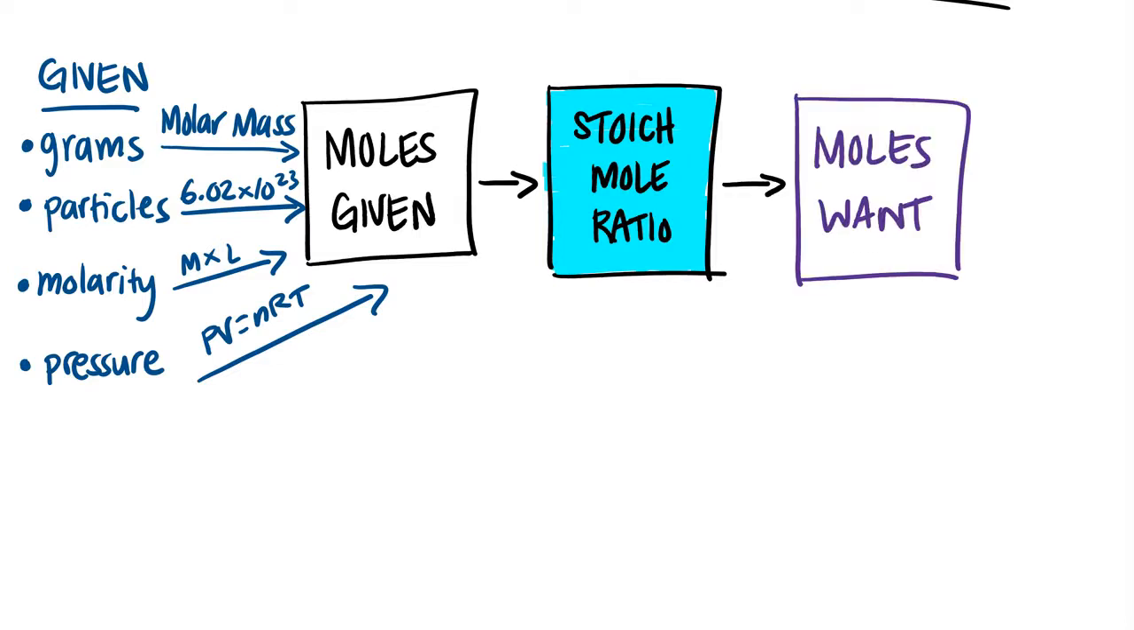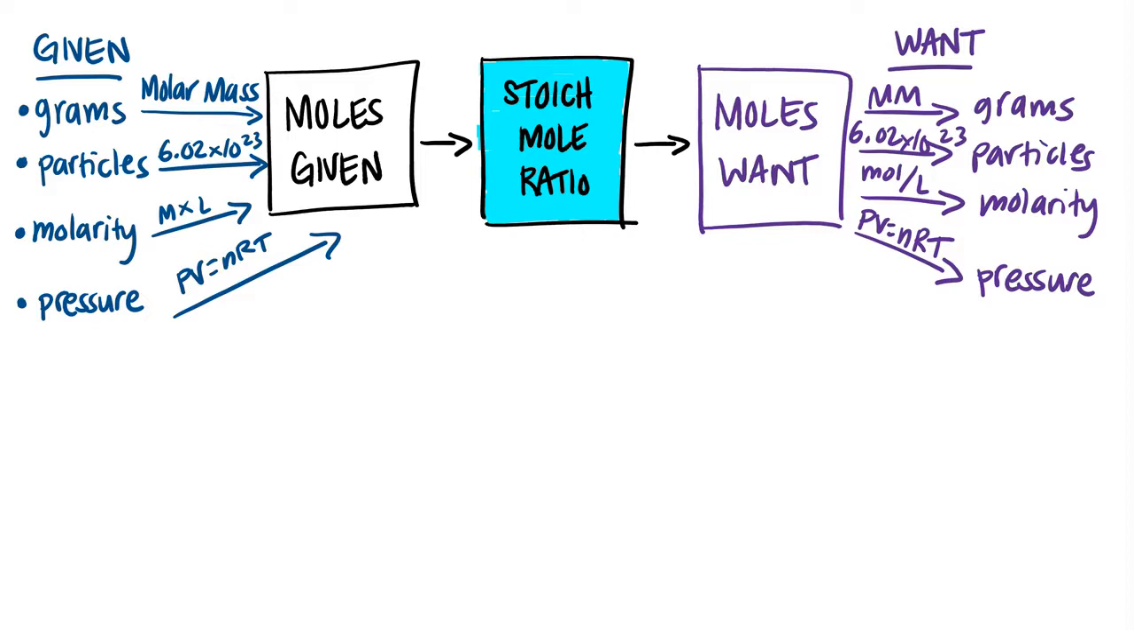Okay, so we have moles of the want, and then sometimes they're going to ask us to take it a step farther than that. Instead of moles of a particular thing, they might want grams or particles or molarity or pressure. So it's the same thing, just kind of in the reverse order. Now we're going to go from moles to all these other variables that they could ask me to solve for. So I'm going to use what I have learned all along in chemistry. I can take moles and convert to all these different variables using all those tools in my toolkit so far.